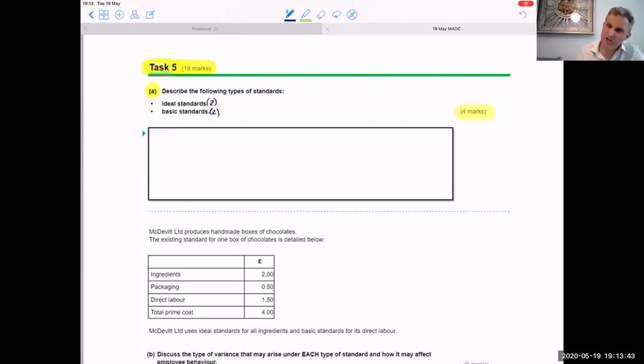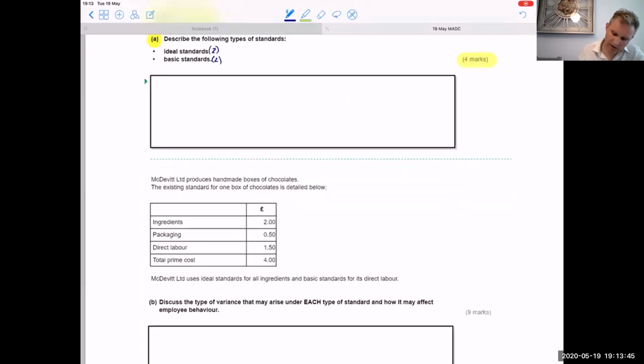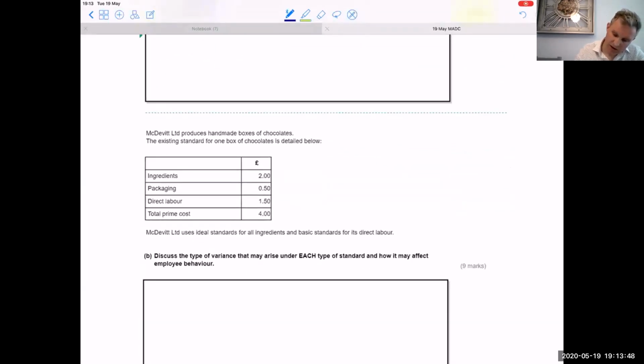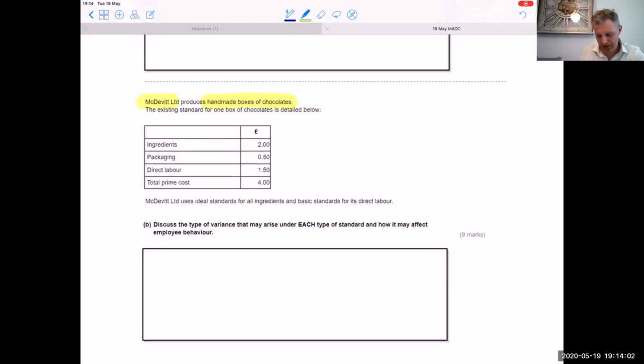So that looks fairly straightforward, but then we read on. As I said last time, I always read the first line: McDevitt Limited produces handmade boxes of chocolates. So instantly I'm thinking, brilliant, I love chocolate. So I'm already on side with this question. It's about chocolate. And then I ignore the numbers and look straight away at the requirements: discuss the type of variance that may arise under each type of standard and how it may affect employee behaviour.